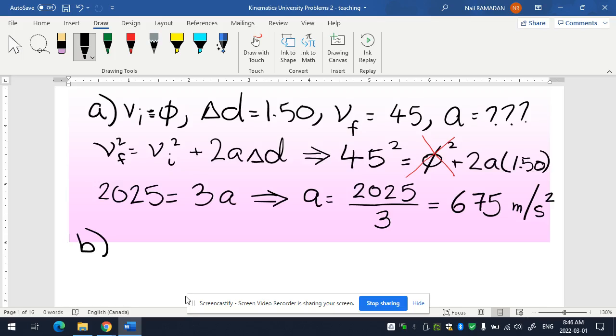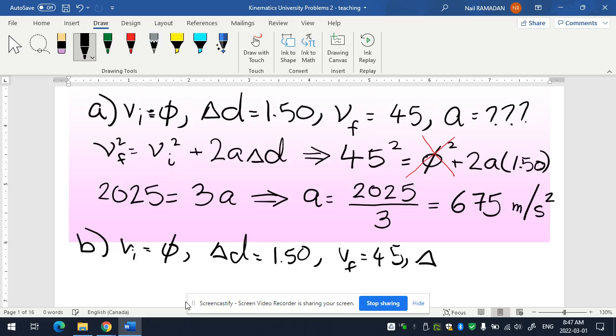So technically, could I assume now I have 4 good numbers about the problem? Yes. So that means you actually do have the chance to use any of the 4 equations that has VI, delta D, sorry, that has time. 4 equations have every variable, there are 4 equations that have it, okay? However, if you want to go back to the basics, you can still copy the same first line, but instead of A, you go to delta T. So VI is 0, delta D is 1.5 meters, VF is still 45, and now it's delta T.